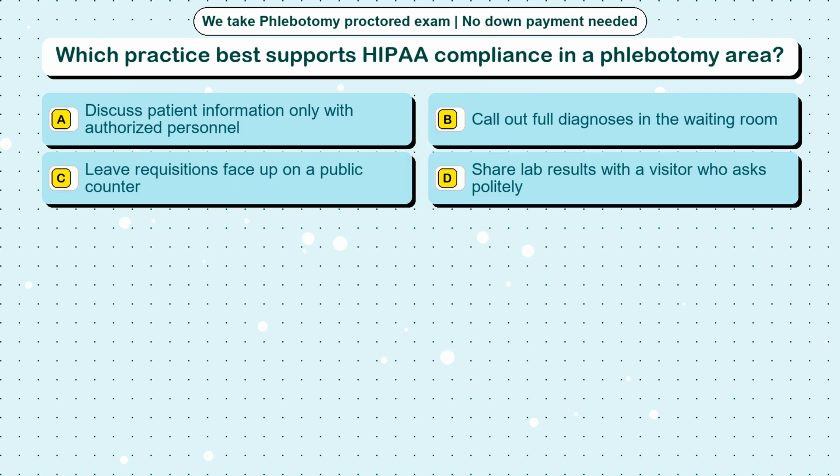Question 3. Which practice best supports HIPAA compliance in a phlebotomy area? Option A. Discuss patient information only with authorized personnel. Option B. Call out full diagnoses in the waiting room. Option C. Leave requisitions face up on a public counter. Option D. Share lab results with a visitor who asks politely.